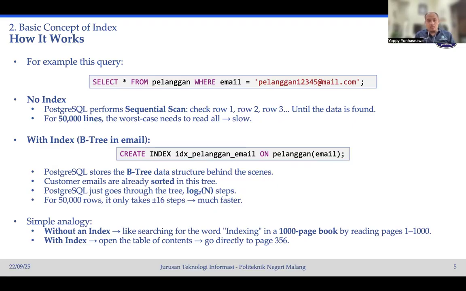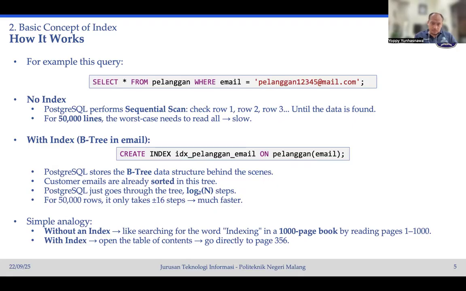So what happened? PostgreSQL will store the B-tree data structure behind the scenes. B-tree is a balanced tree, a data structure like a tree. It has branches and nodes, and the customer emails will be stored in that tree. PostgreSQL will just go through the tree in log n steps. So this is much faster compared to the sequential scan.